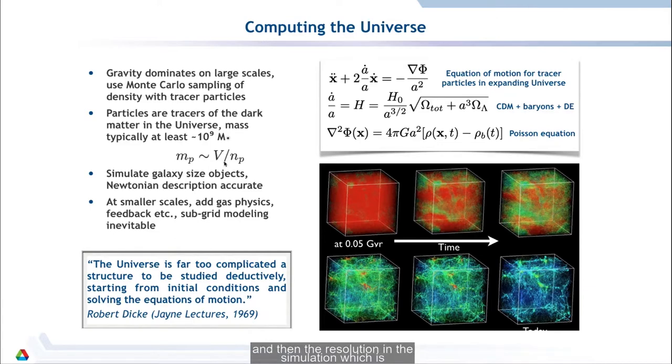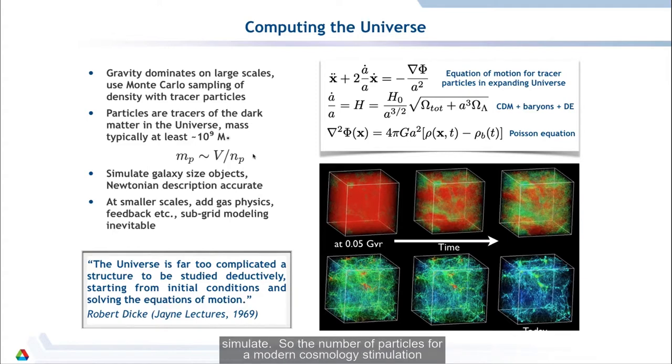And then the resolution in the simulation, which is given by the number of particles that I can actually simulate. So the number of particles for a modern cosmology simulation is in the trillions. And so with this, I can actually simulate a modern survey with this mass resolution on supercomputers today. Here you see the equations of motion that we are solving.